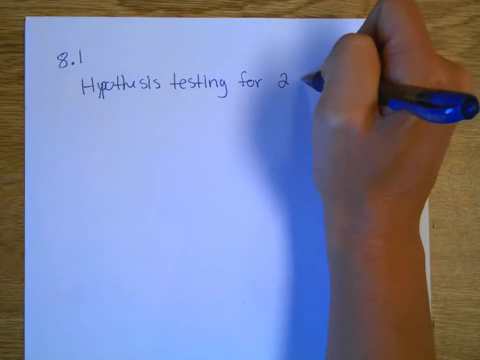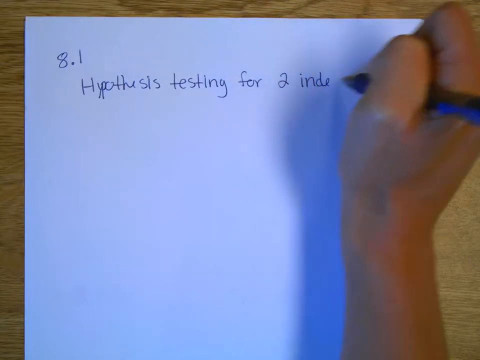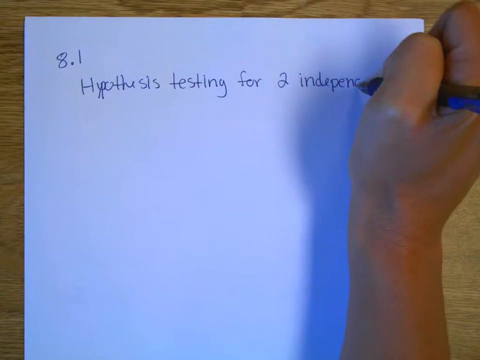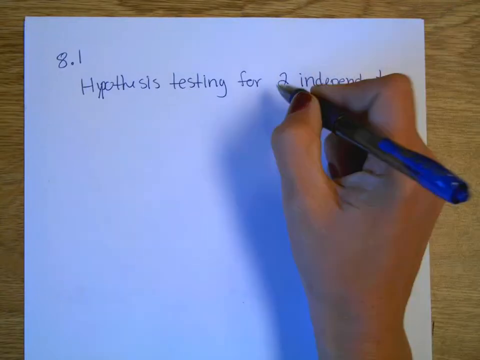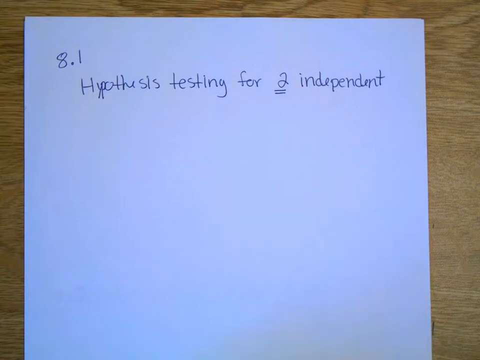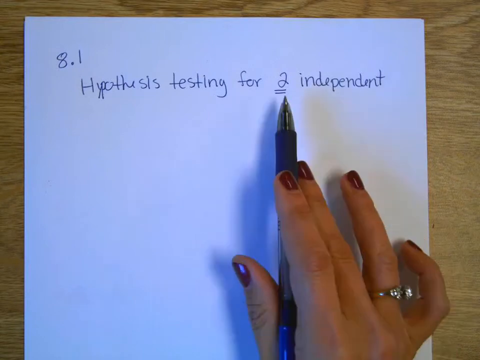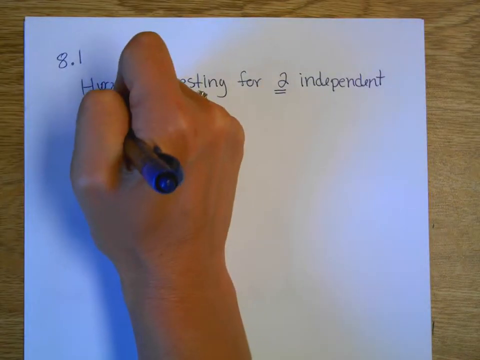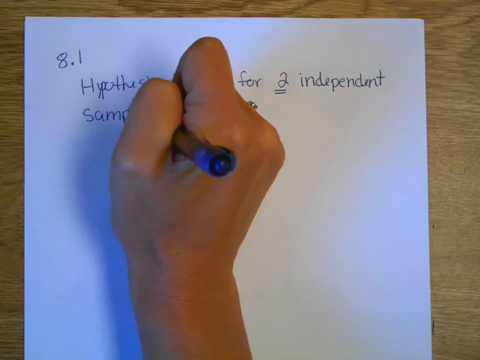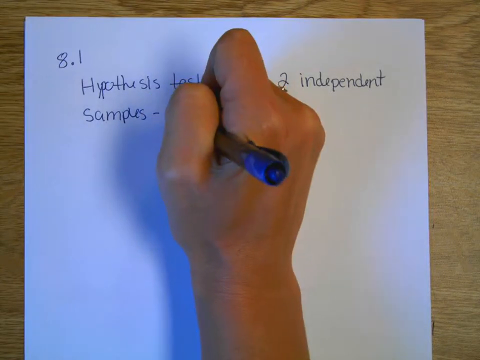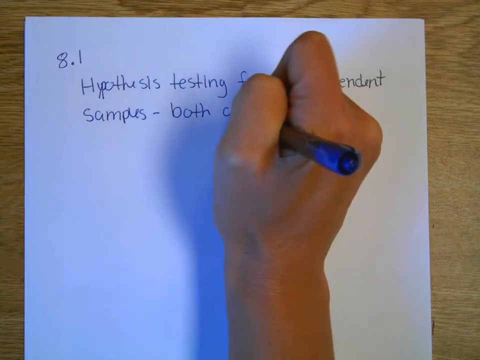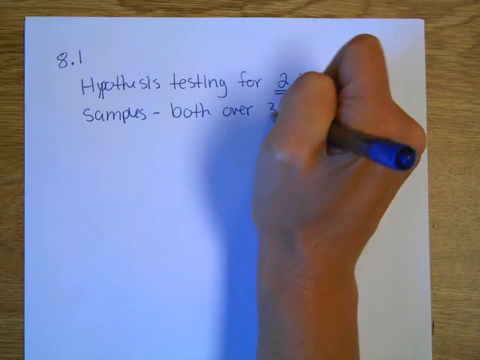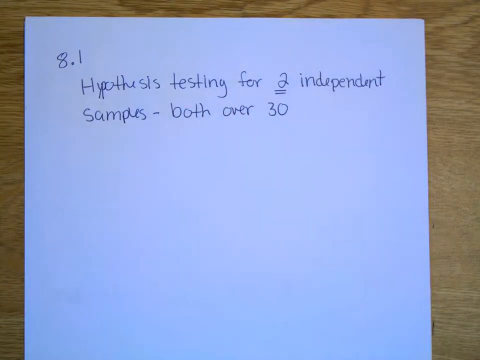Hypothesis testing for 2 independent samples. We have not done anything with 2 samples before. We've just taken 1 sample from a population and we've done a lot with it. Now we're taking 2 samples from 2 different populations, both over 30. So we're talking large samples, so we're going to be talking z-scores again.